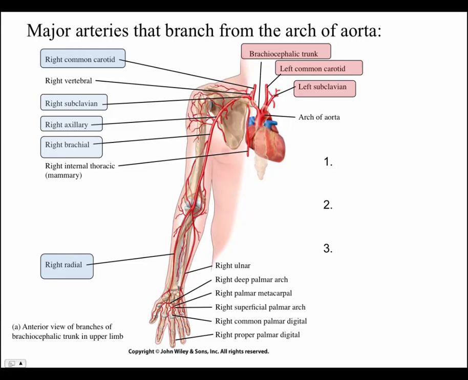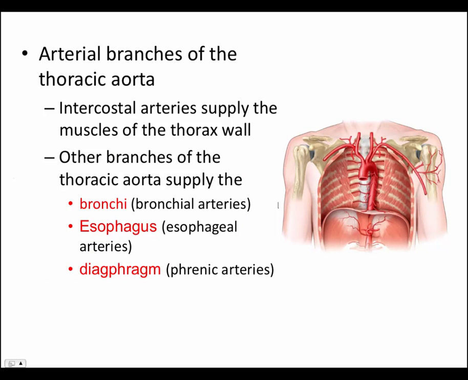From our aortic arc, now we're going to enter into the thoracic aorta. And so from here, we have lots of arteries that stem off this thoracic aorta. We first have intercostal arteries. This is going to supply all those muscles and tissues lining our thoracic cavity. We also have arteries that supply our bronchi, our esophagus. It's going to be for our digestive system, and our diaphragm to assist us with respiration.